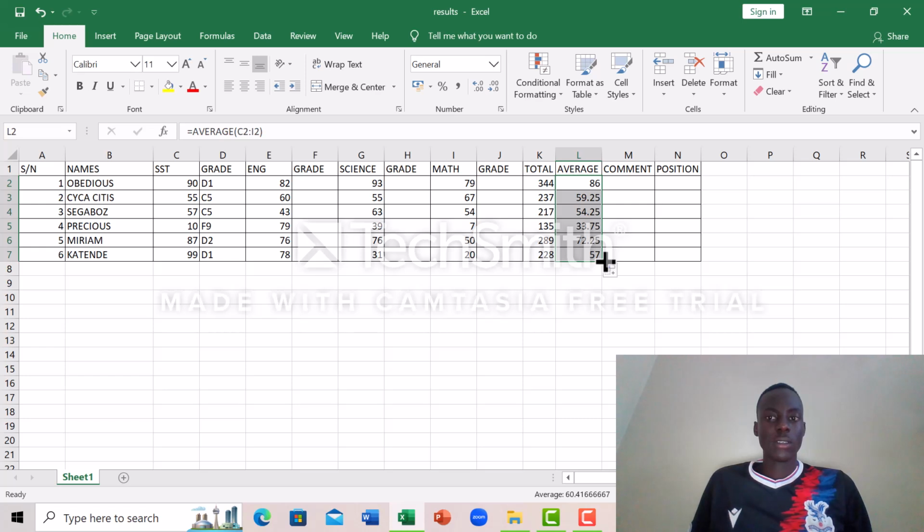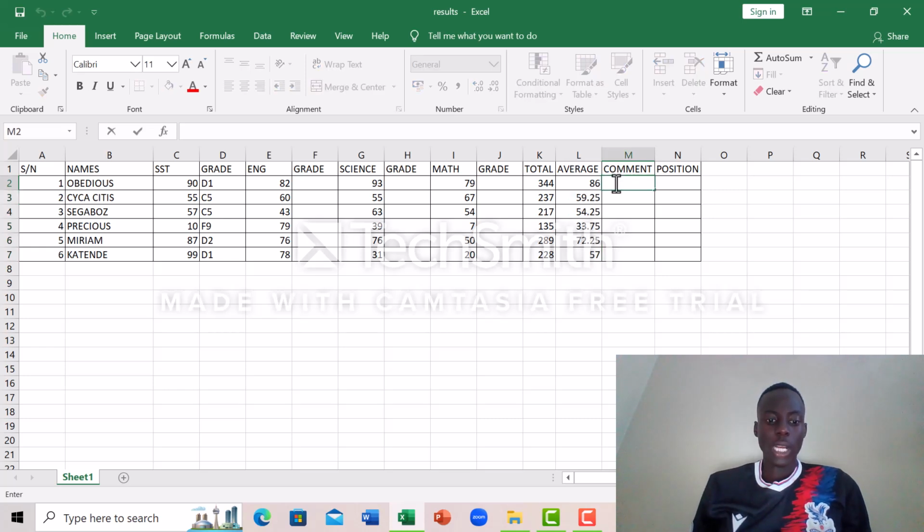Dear members, if we are to go further, I want us all to be on the same page. Now what we shall do, after finding the total and average, we shall come and comment. Commenting involves us using the IF function. So as usual, we have to start with the equal sign. We shall write IF.